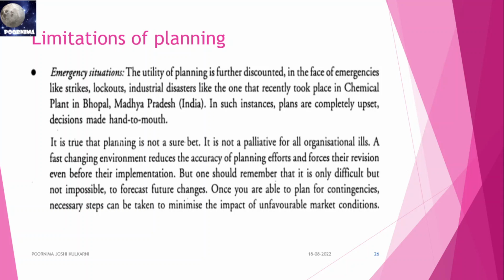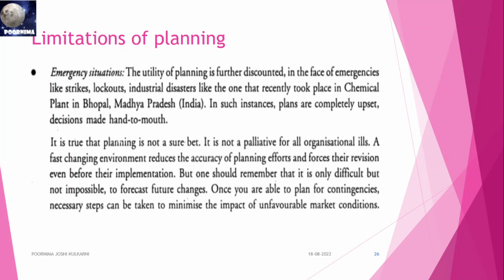Emergency situations. In an emergency, the utility of planning is further discounted. In case of emergencies like strikes, lockouts, and industrial disasters like the one that recently took place in the chemical plant in Bhopal, Madhya Pradesh in India, plans are completely absent. Decisions are hand to mouth. Hand to mouth means immediate: whatever is in your hand, that is what you are going to get today. You don't know after 3 hours whether you'll get food or not. In such situations, it happens. Getting hands on food was difficult at that time.